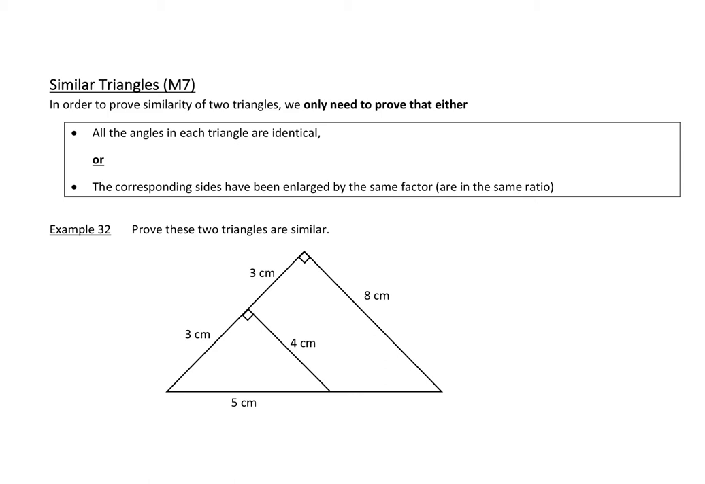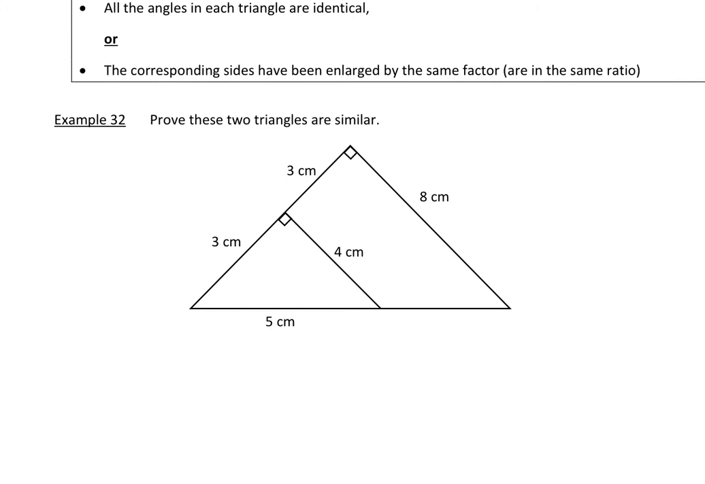So we're going to look at a couple of examples now on similar triangles, proving things are similar and also finding missing sides in similar triangles. This first example says, prove these two triangles are similar. I'm going to do this in a couple of ways. I'm going to look at the ratios of the sides, and I'm also going to look at the angles.